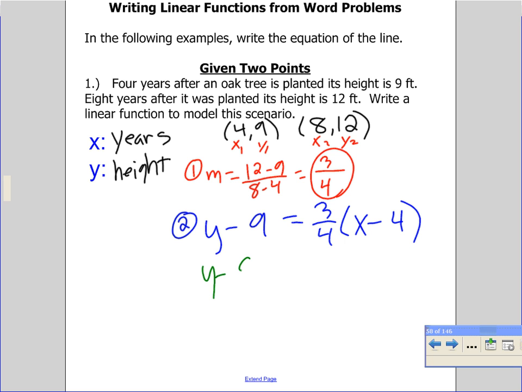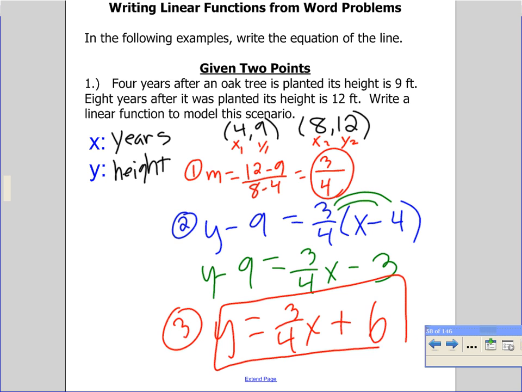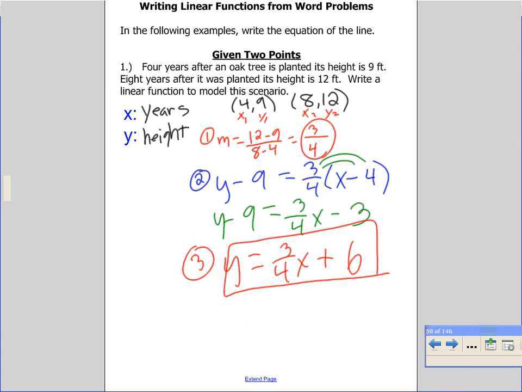So we have y minus 9 equals 3/4 (x minus 4). Eric, what's 3/4 times -4? Good job, minus 3. And Luke B, how do we get 9 to the other side? Okay, so what is slope-intercept form going to be? Good job. So there's our slope-intercept form. That's it. So thumbs up, thumbs down. Is that easy?